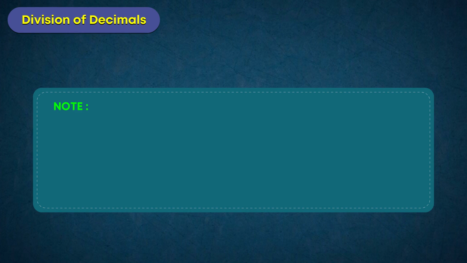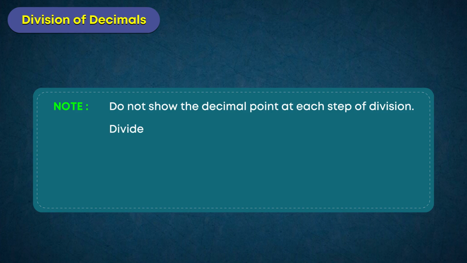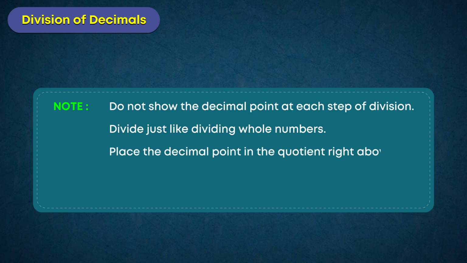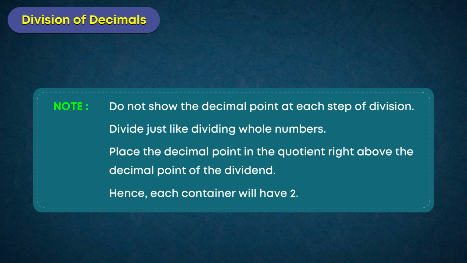Note: do not show the decimal point at each step of division. Divide just like dividing whole numbers. Place the decimal point in the quotient right above the decimal point of the dividend. Hence, each container will have 2.3 kilograms of rice.